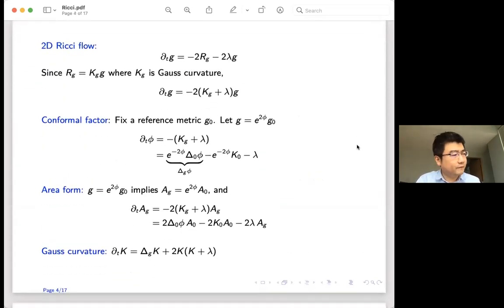So what is the Ricci flow? I'll only focus on 2D Ricci flow in this talk. It says the time derivative of the evolving metric on the surface is equal to minus, and the two doesn't matter, times the Ricci curvature of the metric.